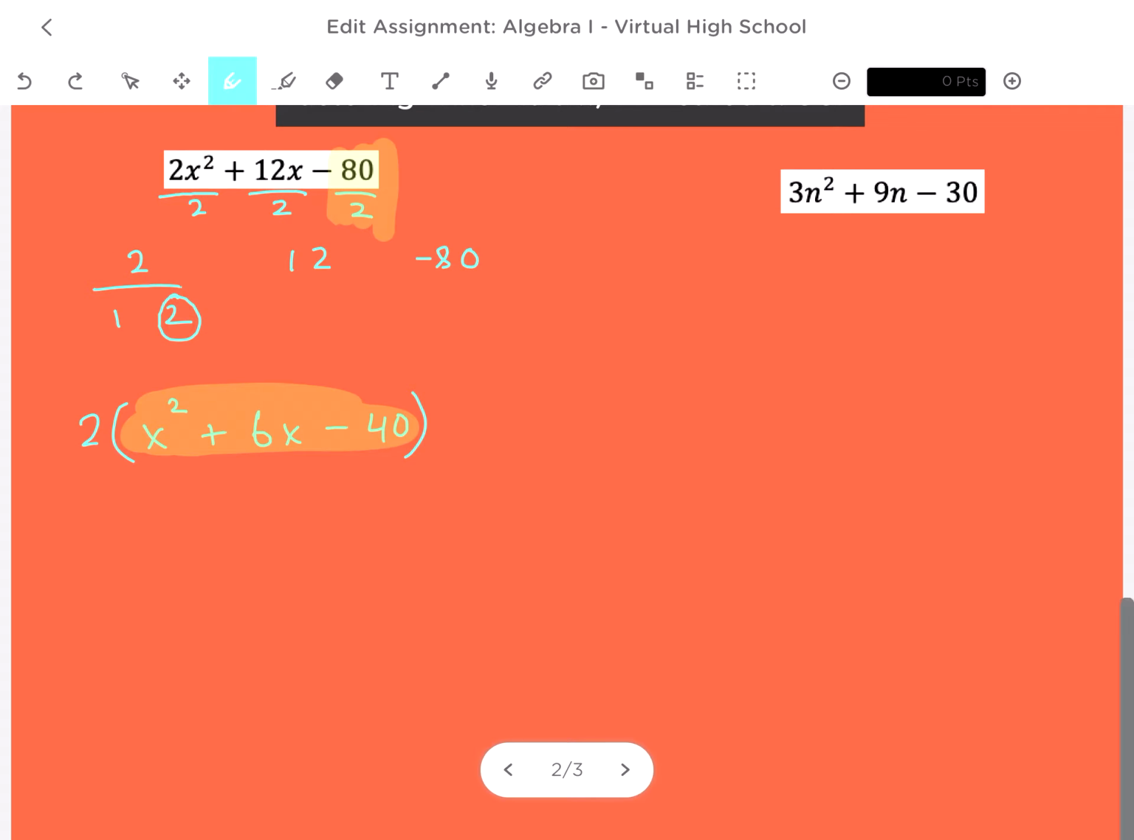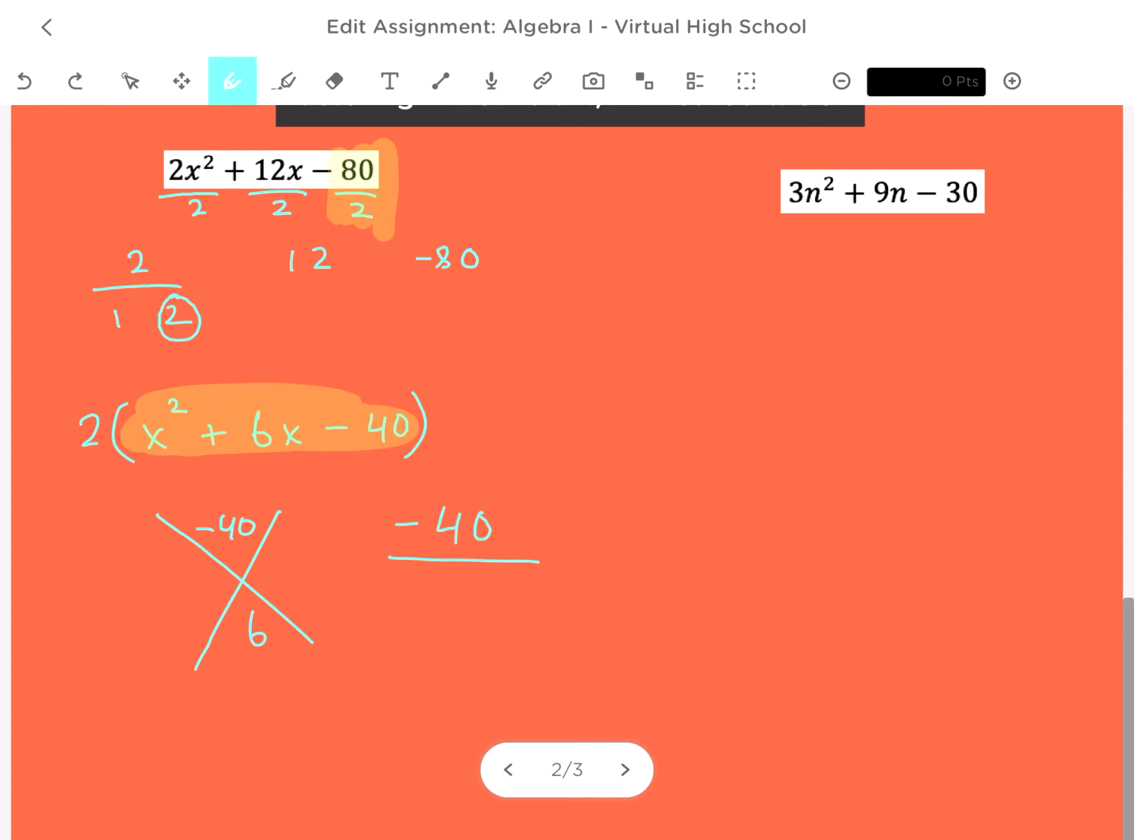So let's see what we got. I'm not going to write out ABC again every time. I'm going to start assuming that you know what I'm talking about here. So on top, I'm going to put negative 40, because A times C is negative 40. And I'm going to put 6 on the bottom, because that's B. So now I'm looking for two numbers that multiply together to be negative 40, but add up to 6.